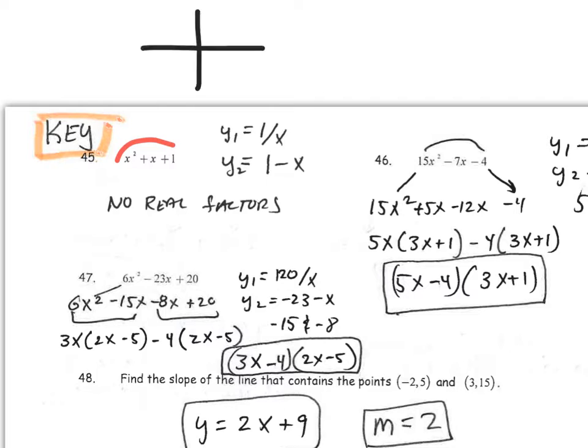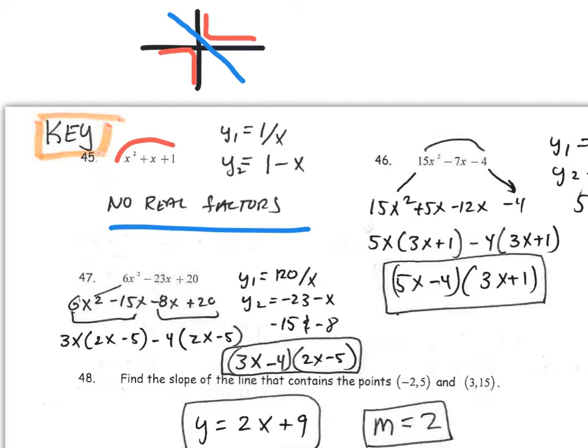Hit graph. For this one, what I got is, and I see that the graphs really hug this, okay? And the other line goes in between and it never touches. It's got no new factor, no real factors. Okay.